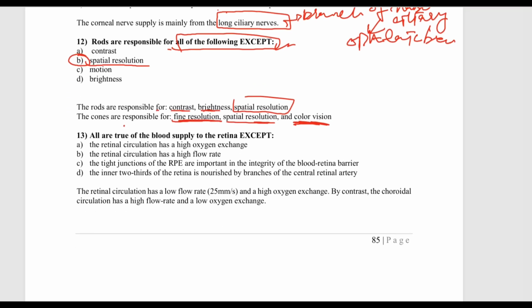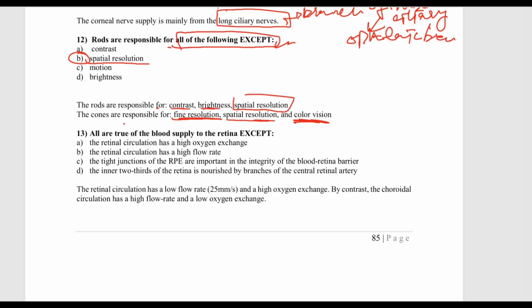The next MCQ is, all are true about the blood supply to the retina except. The options are: the retinal circulation has a higher oxygen rate, the retinal circulation has a high flow rate, the tight junctions of the RPE are important in the integrity of the blood retinal barrier, the inner two-thirds of the retina is nourished by the branches of the central retinal artery.